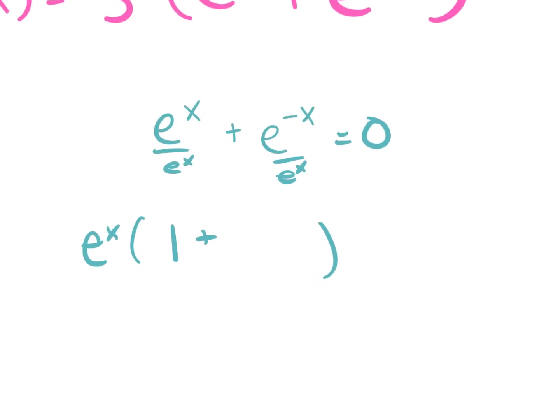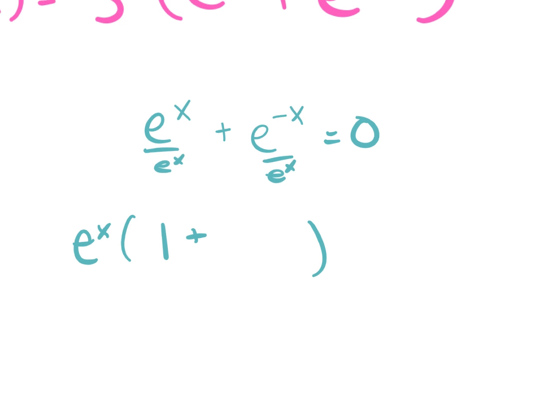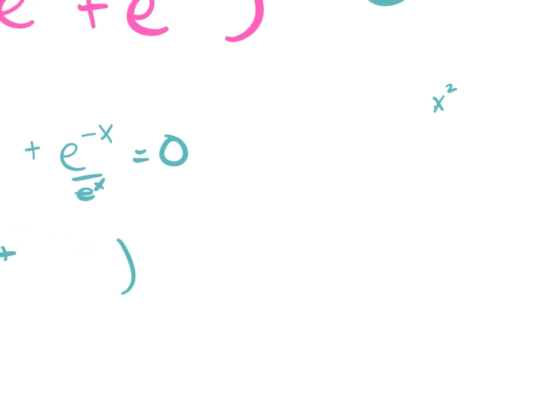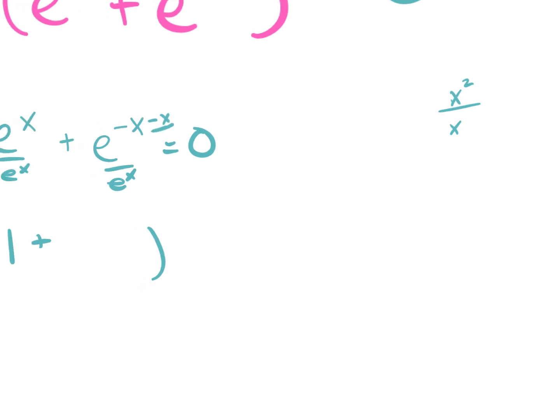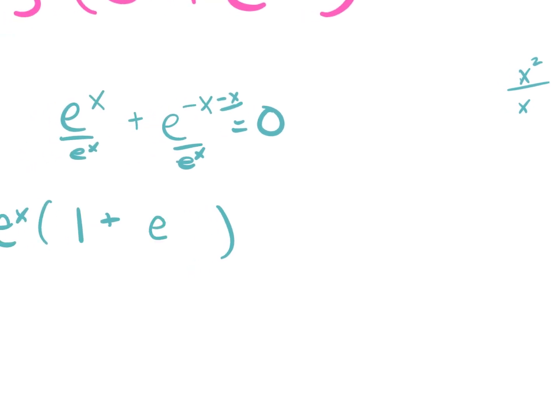Now we have to think about it a little bit more here because we have a negative exponent. When I'm dividing, let's say I had x squared over x, what do I do to the exponents? Subtract. So we'd have negative x minus x from the bottom. So this would turn into e to the power of, what's negative x minus x? Negative 2x.